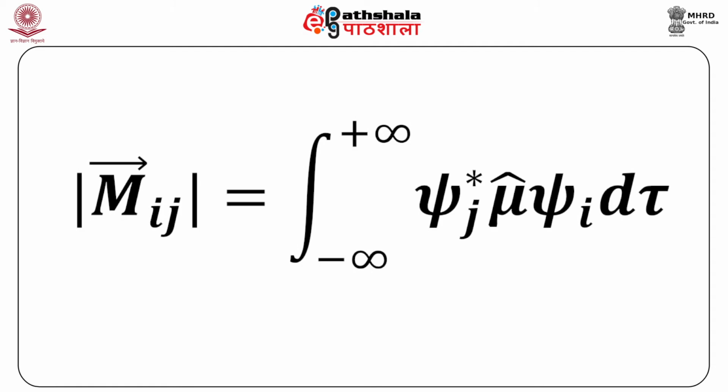So if you want to interpret the symbol Mij, here you write down psi j star, the complex conjugate of the jth state, and psi i. That means it is the transition dipole moment for a transition from the i state to the j state, and it signifies a transient dipolar polarization created by an interaction of electromagnetic radiation with a molecule.